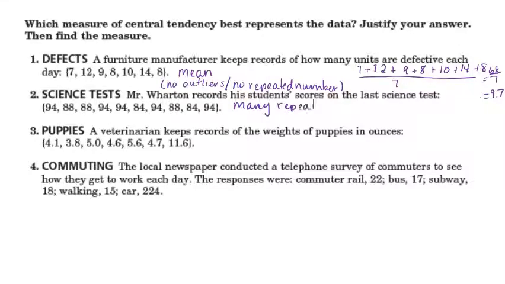Many repeated numbers. If you notice, a lot of test scores are repeated. So then it would be the mode that would be best to describe this data. So if we look, 88 appears 1, 2, 3 times, and 94 shows up 1, 2, 3, 4, 5 times. I wrote that wrong in my answer key.